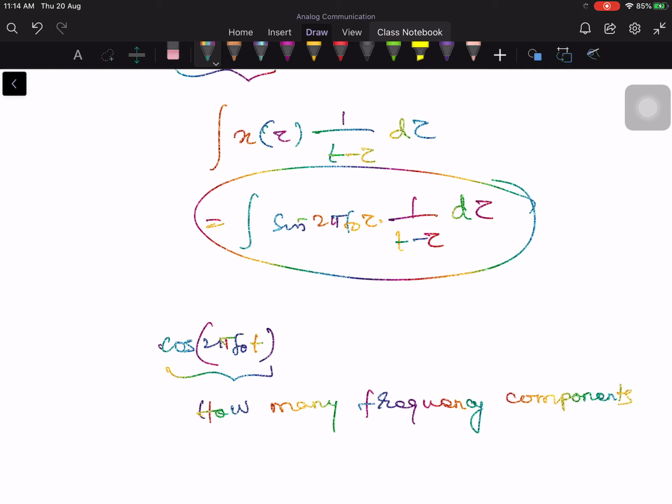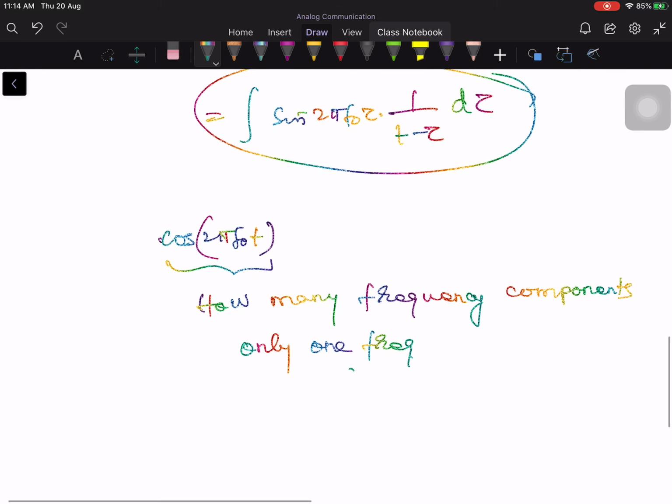Only one frequency component. And what is that component? F naught. It doesn't have any other frequency other than F naught. So only one frequency, single frequency component. This is called a single tone signal, single frequency component.